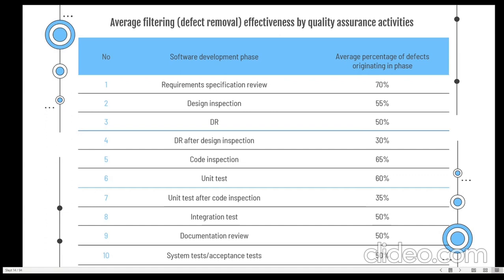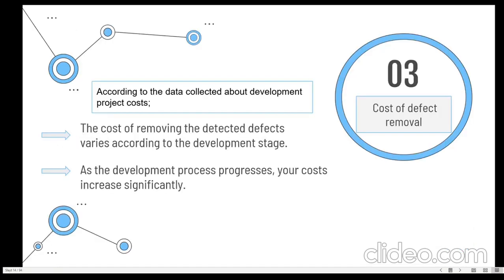I will read them. Requirement specification review 70%, design inspection 55%, design review 50%, design review after design inspection 30%, code inspection 65%, unit tests 60%, unit test after code inspection 35%, integration test 50%, documentation review and system test acceptance tests also 50%, both of them.